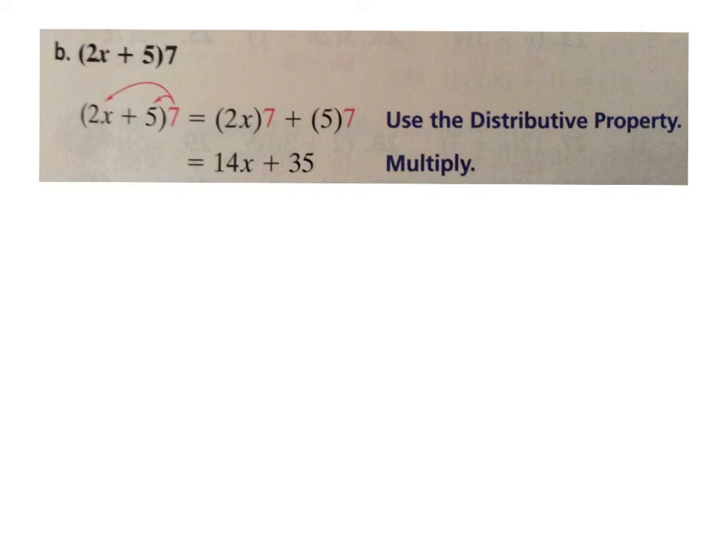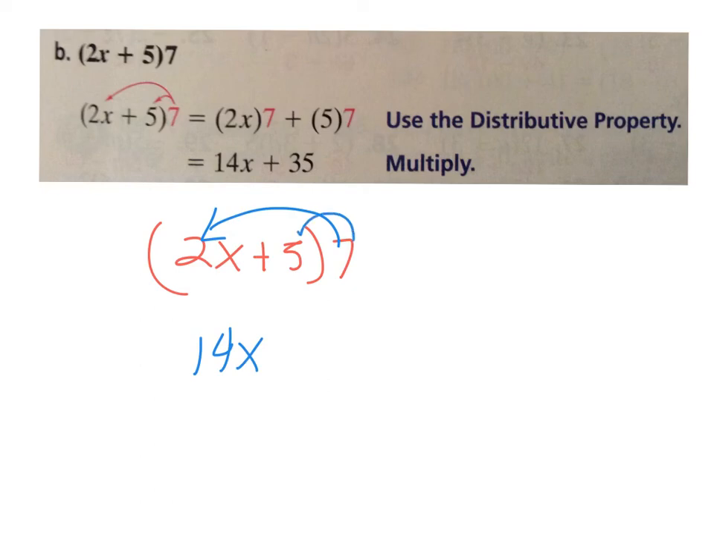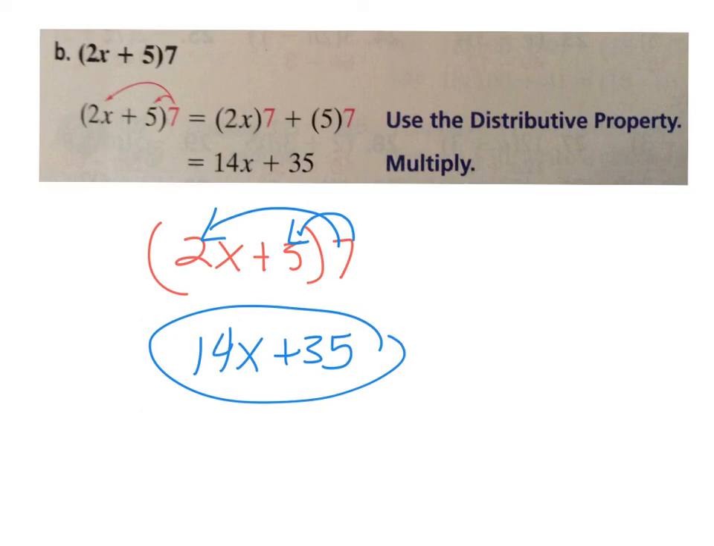Another example. So again, we can have the number being multiplied on the back side. It doesn't make any difference. So here's 7 times 2x is 14x. 7 times 5 is 35. You don't add these to get 49x or anything weird like that. So I'll show you one more time. 2x plus 5 times 7. 7 times 2 is 14, so 14x. 7 times 5 is 35. That's all there is to it.